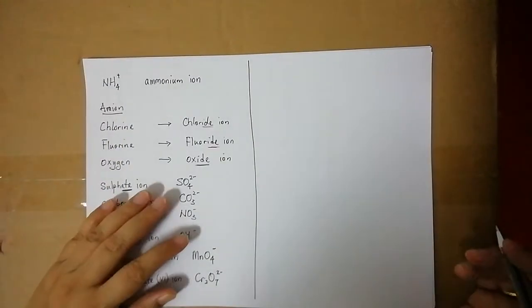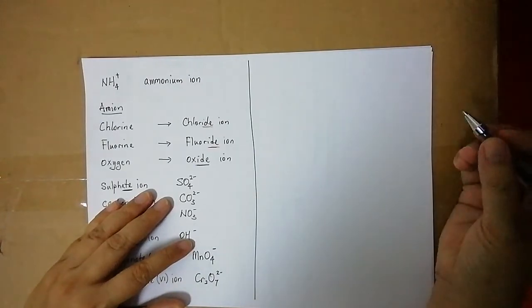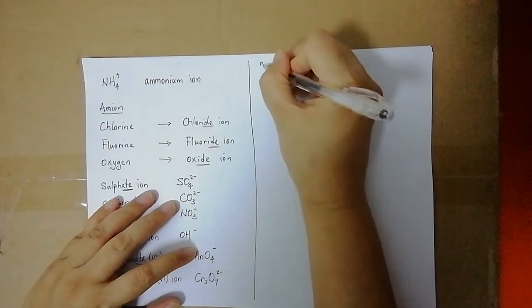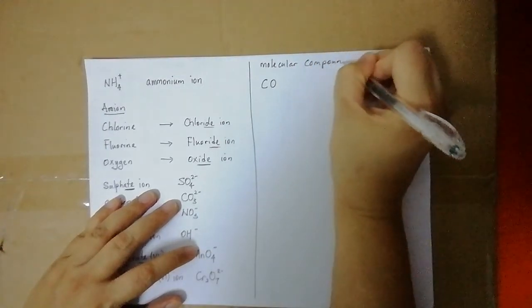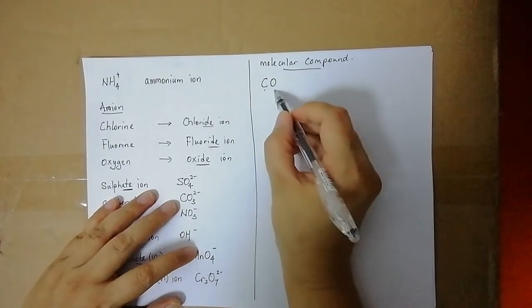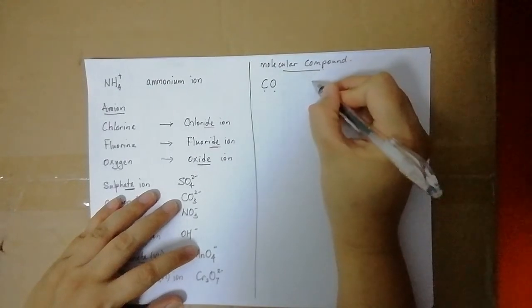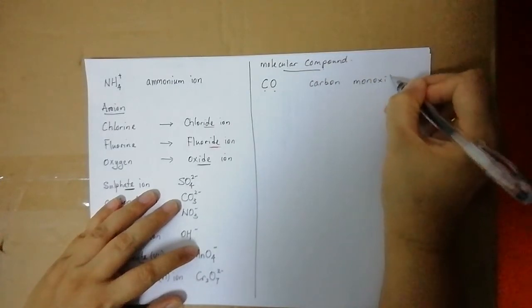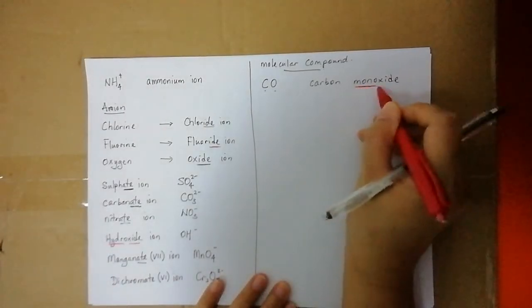For molecular compounds, which is quite simple, we use the Greek prefixes like mono. For example, you have CO. This one is for a molecular compound. So CO has only one O. This one is C, so we put carbon monoxide. When I use the word mono here, the mono stands for 1.